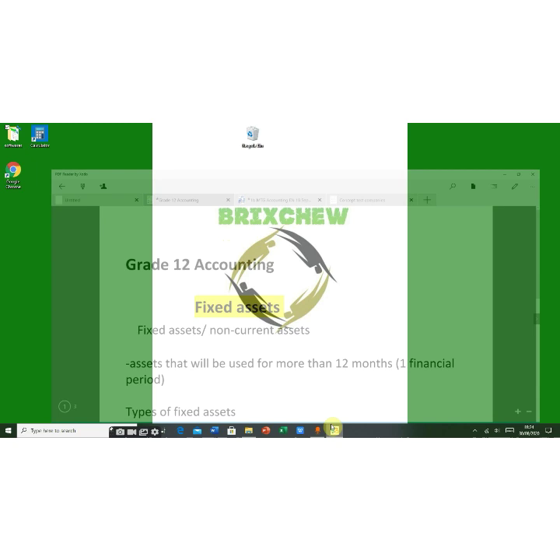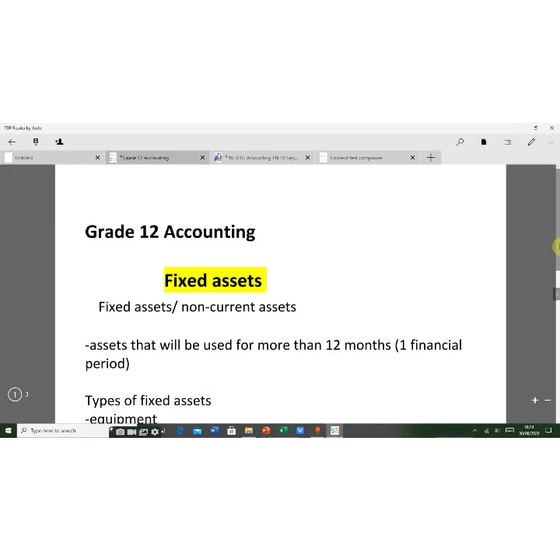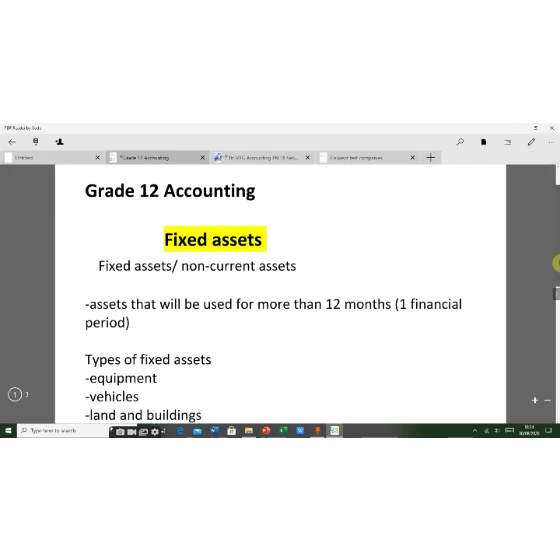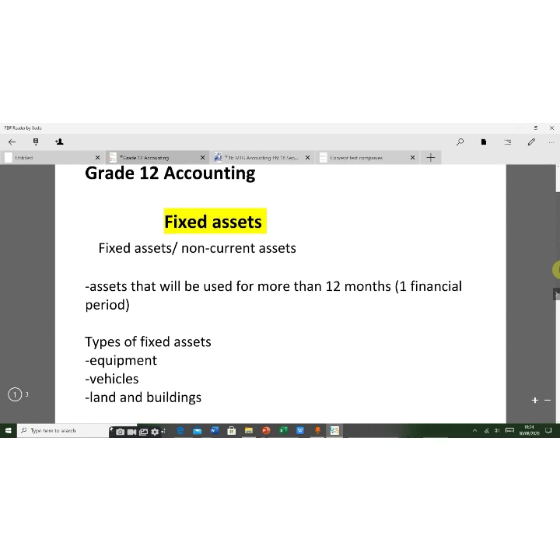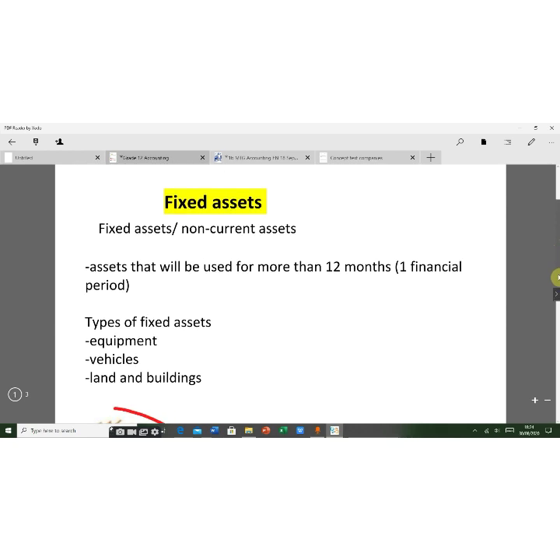to be dealing with fixed assets. So now, what are fixed assets? Fixed assets are assets that will be used for more than 12 months or more than one financial period.